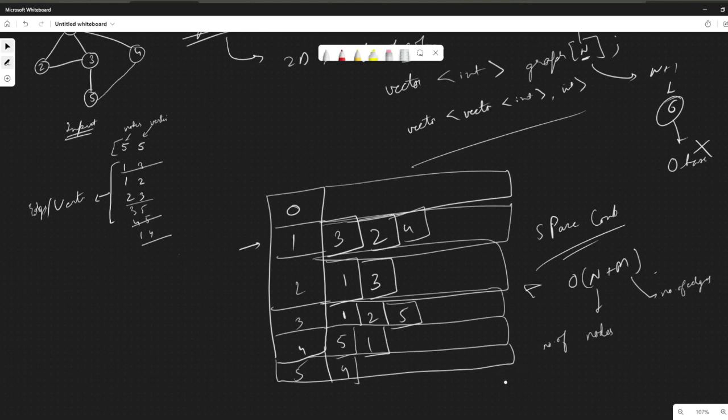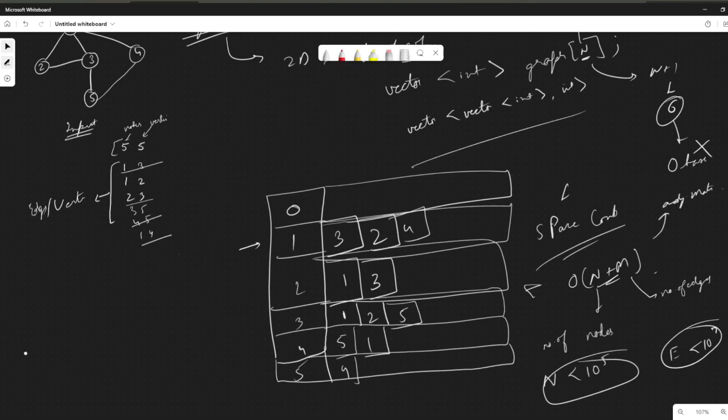So in this adjacency list, we can store nodes up to 10 raised to the power 5, and edges up to 10 raised to the power 7. So this is the more optimized space complexity. It's basically not n square, just like an adjacency matrix.